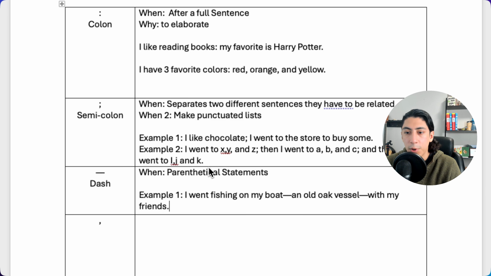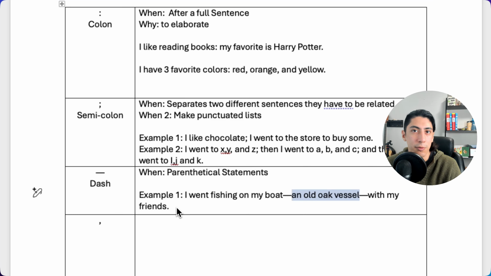All right, so here's an example. I went fishing on my boat, an old oak vessel, with my friends. Now, I'm just adding information about the boat here. I don't necessarily need this information. One thing that you can do with parentheticals is you can always just eliminate them, and your sentence should still work on its own. So I should be able to just do, I went fishing on my boat with my friends.